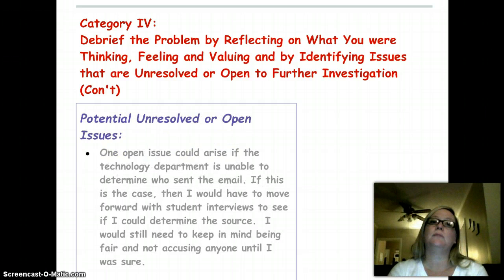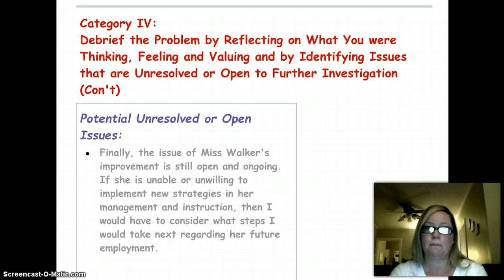So, some potential unresolved or open issues. One of the open issues that could arise is if the technology department is unable to determine who sent the email. So if this is the case, then I would have to move forward with student interviews to see if I could determine the source. I would still need to keep in mind being fair and not accusing anyone until I was absolutely sure of who was involved and what the situation was.